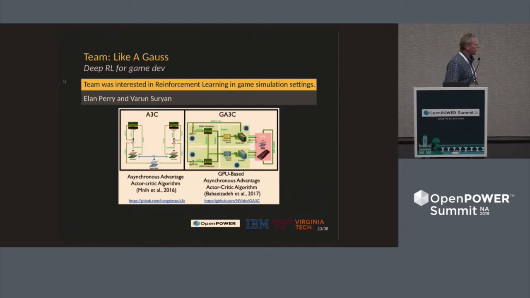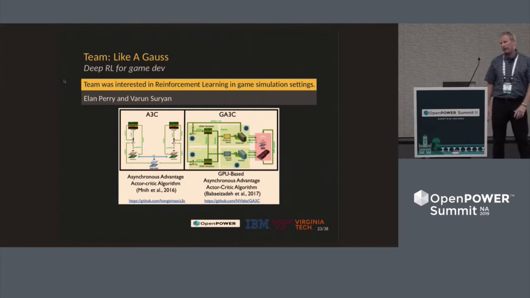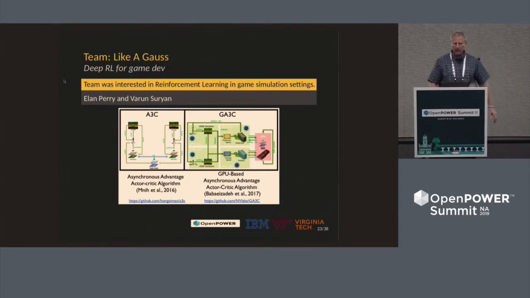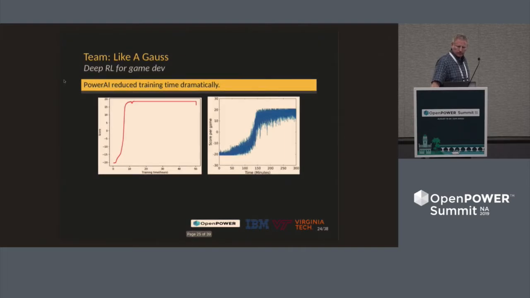What they're going to do is take this actor-critic algorithm that's traditionally CPU, and they're just showing acceleration on a GPU version of that. So what does PowerAI get them? The scale is a little bit blurry, but in the first case, we're getting to a max score on Atari in about 10 hours, and we went down to about 150 minutes. So a pretty dramatic improvement.